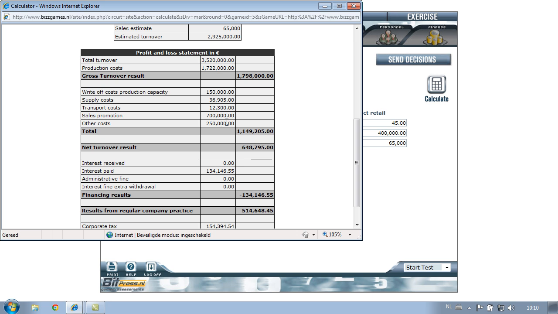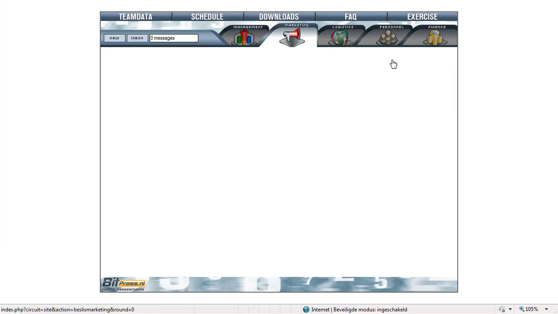Of course, our results are not only dependent on our own decisions and our own sales estimate, but also on the decisions of our competition and the way the market develops. So the final results will only be known after the processing of the round. We can now close the pre-calculation and send our decisions.